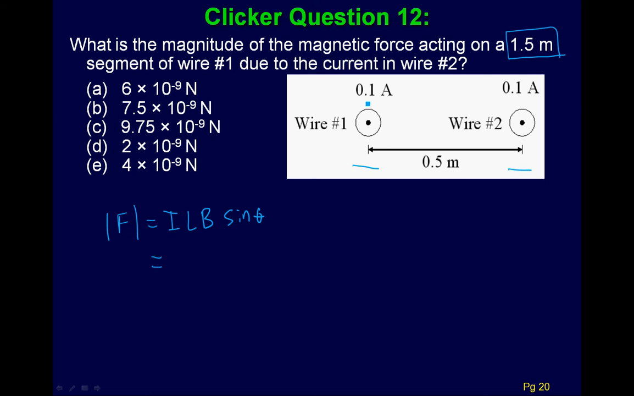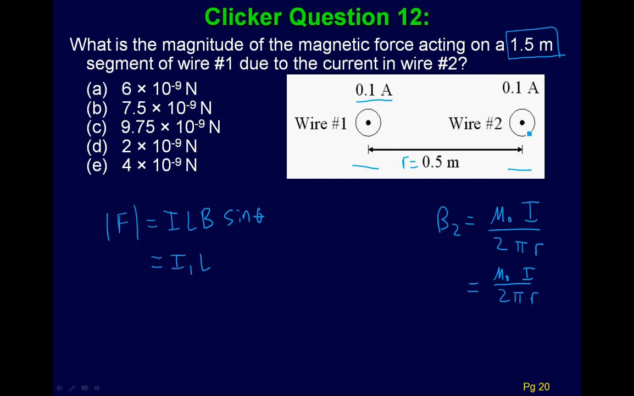Now I is just the current, the 0.1 amps, so this would be I1. The length is just the 1.5 meters. Now for the B field, we've got to find the B field that's from wire 2, and that would be this equation here. The B field from a current carrying wire is μ0 I over 2 pi R, and R is this distance here, 0.5 meters.